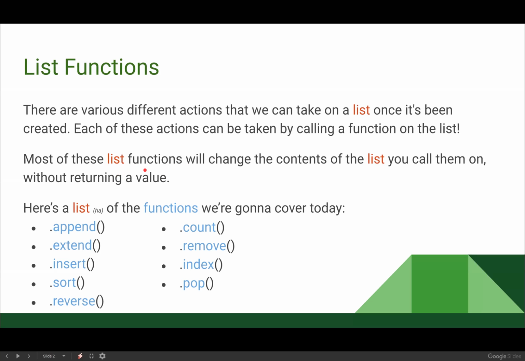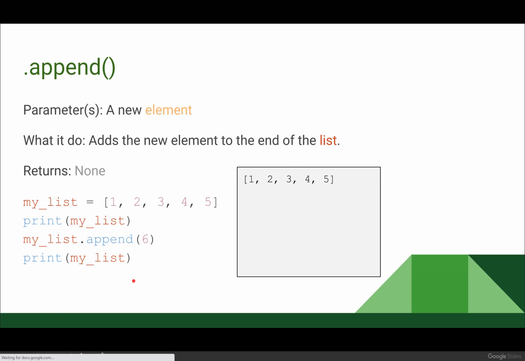Most of these list functions are going to change the contents of the lists that we call them on without returning a value. A lot of these are going to let us change the length of our list, add more elements, remove some elements, or a variety of other different things. Here you can see all of the methods we're going to talk about today. So let's go one by one.